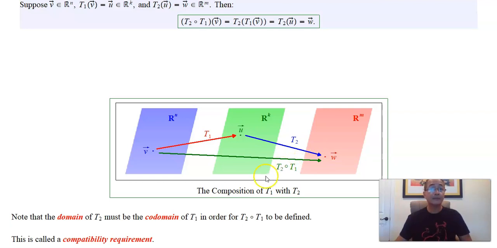So please note that again, for this to make sense, the domain of t2, which is Rk, has to be the same as the codomain for t1, because whatever is output by t1 has to be input into t2. And we call that a compatibility requirement.